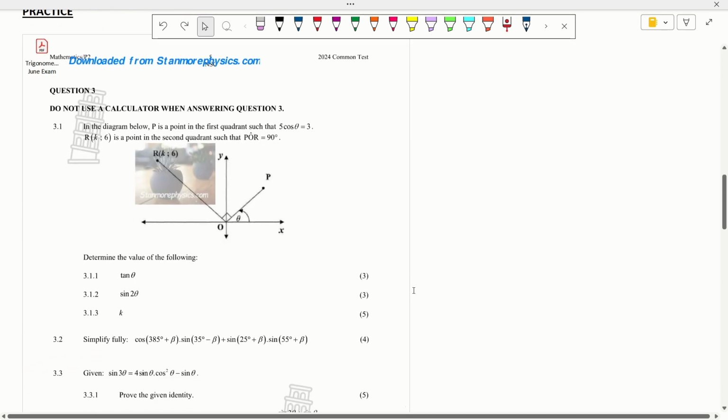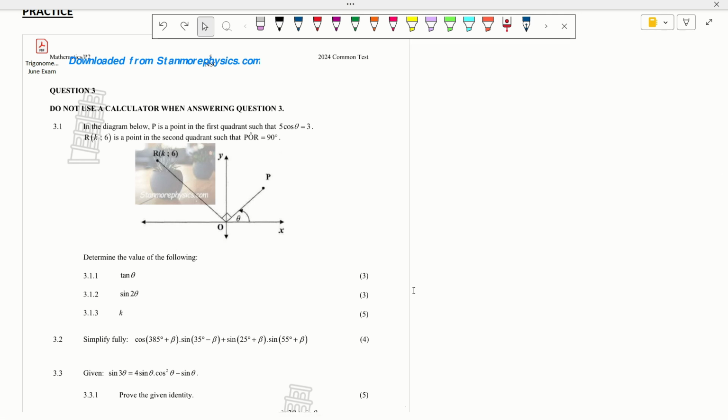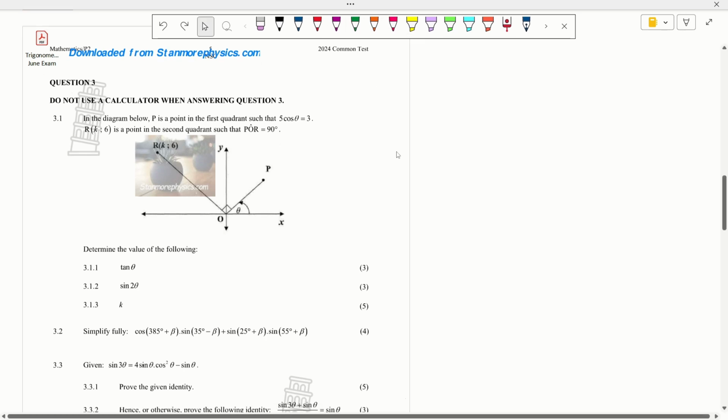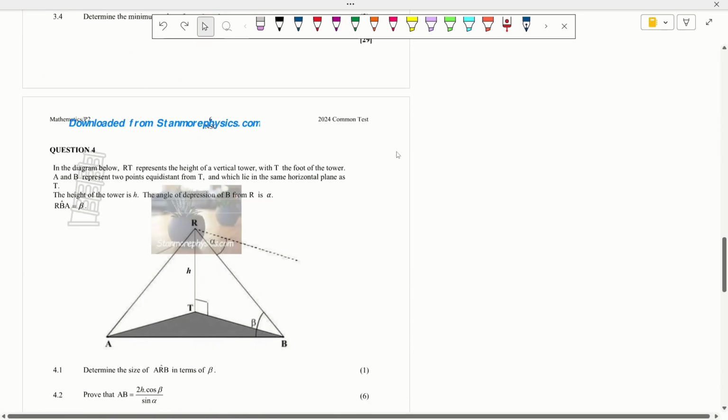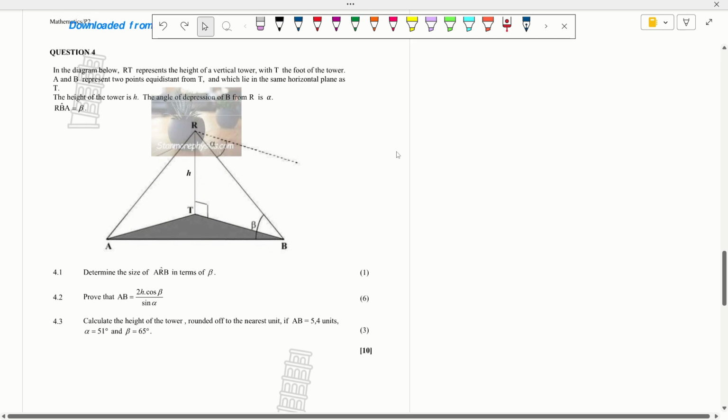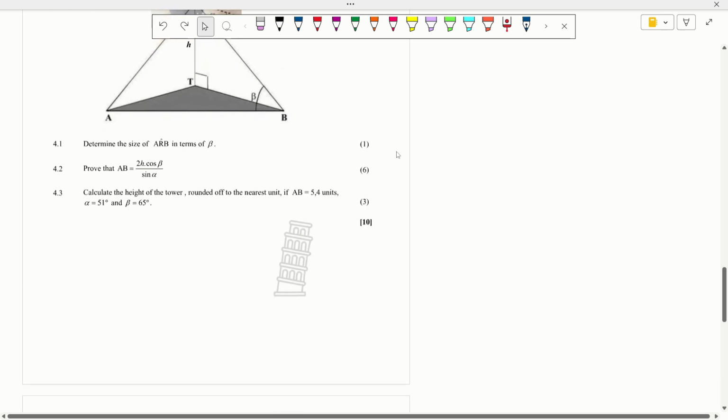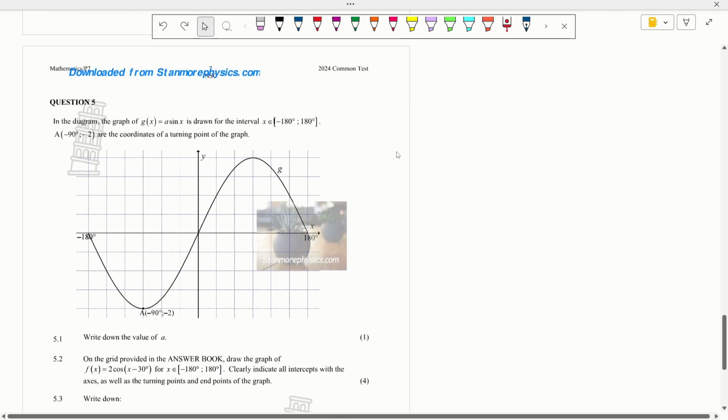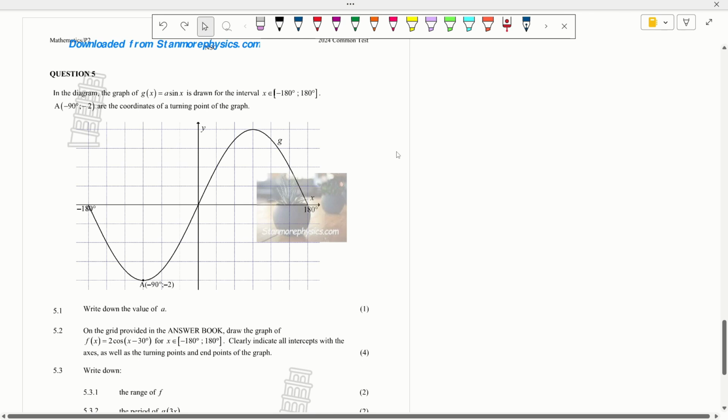So what I have here, I also sent in the group. It's a previous question paper from KZN last year for the June exam, paper 2. And it was question 3, but we'll do all the way to the end of trigonometry. I think it'll go up to, if I show you here, question 4, which is 3D trigonometry, and question 5, which is trigonometric graphs.